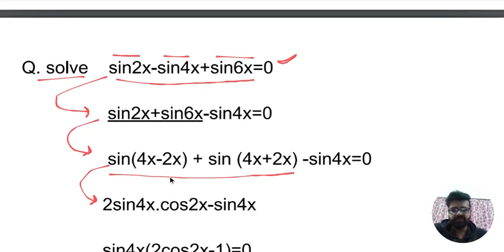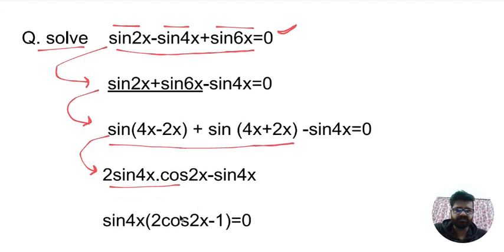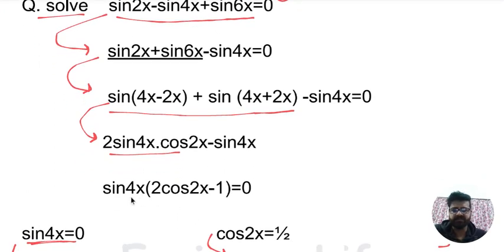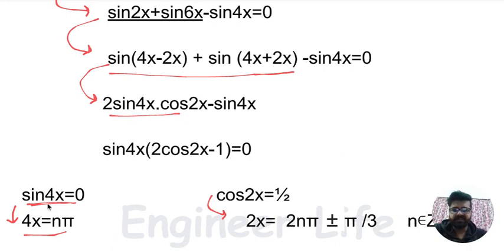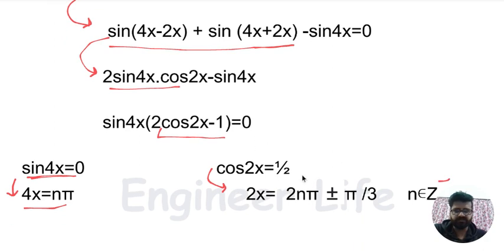So you use the formulas and write this as sin 4x into cos 2x. Here I will take sin 4x out of the bracket as common, and I will keep sin 4x equal to 0, and the second term, 2 cos 2x minus 1 equals 0. Then I reduce this to this, and here I used the formula. So there is nothing, you just have to apply the formulas.